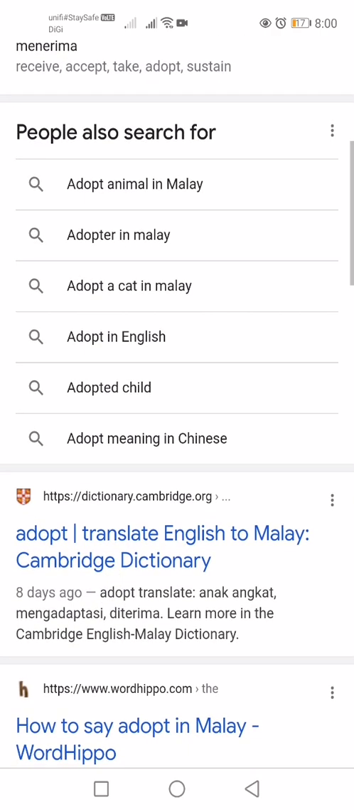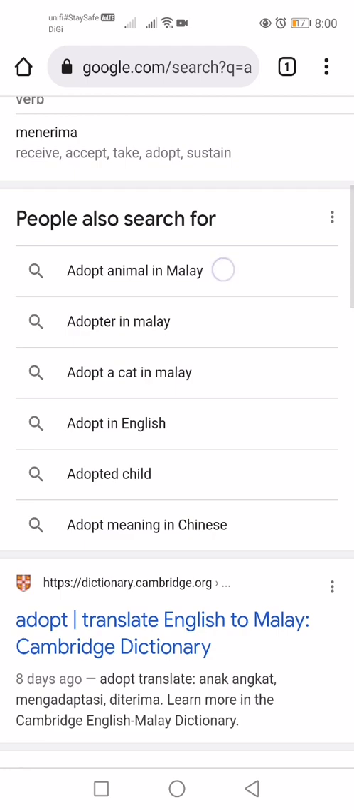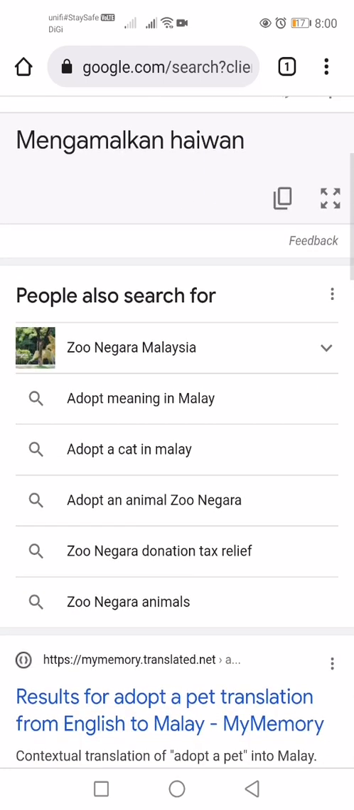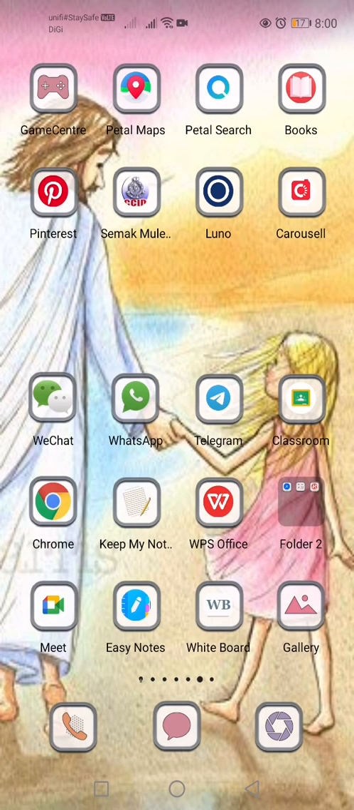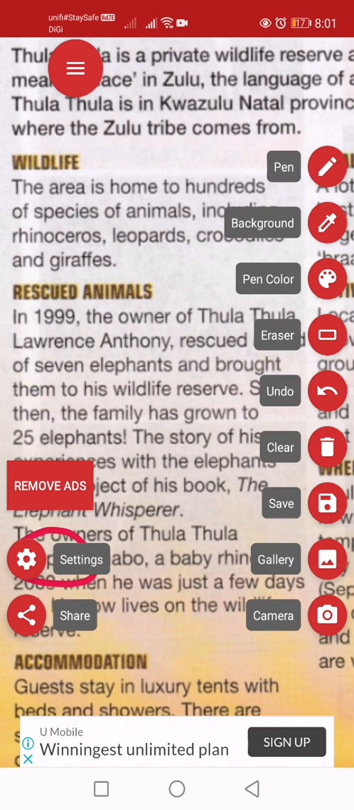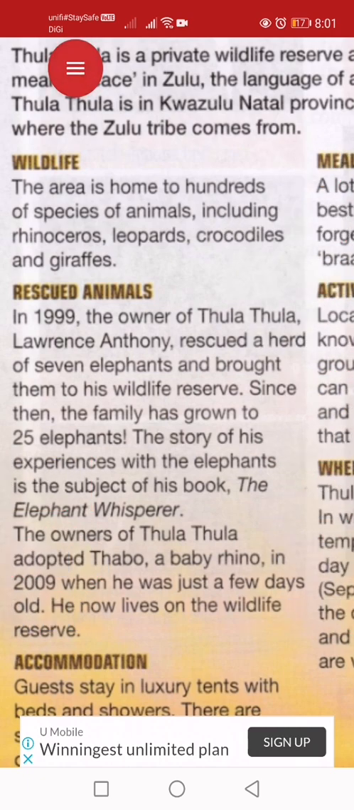Adopt secara amnya bermaksud kamu mengambil anak angkat. Tapi ini ialah haiwan, maksudnya dia mengambil haiwan itu dan menjaga dia, itu kita panggil adopt. Okay, ingat adopt bermaksud kamu mengambil seseorang menjadi anak angkat. Tetapi di sini haiwan, jadi dia mengambil haiwan tu dan menjaga dia. Itu maksudnya adopted here. So, the owners of Tula-Tula adopted Tabo.